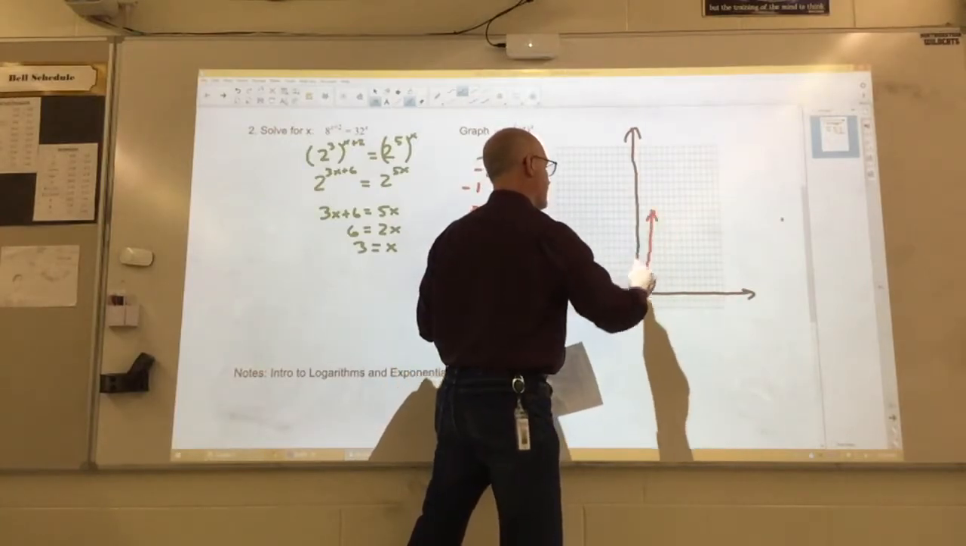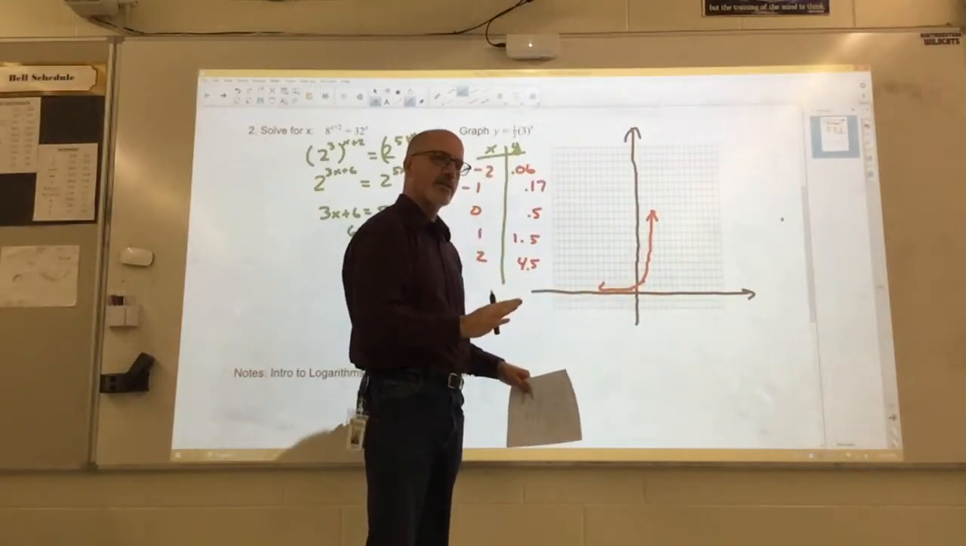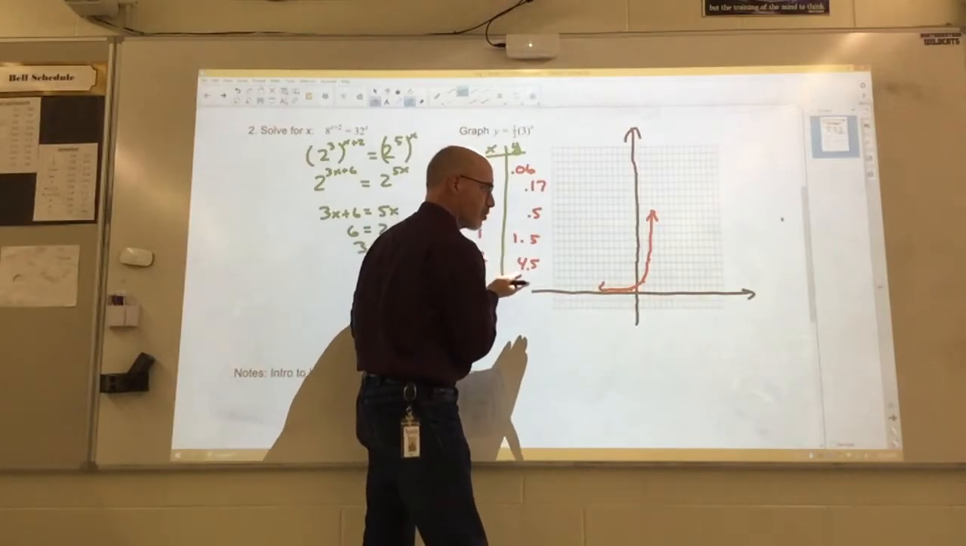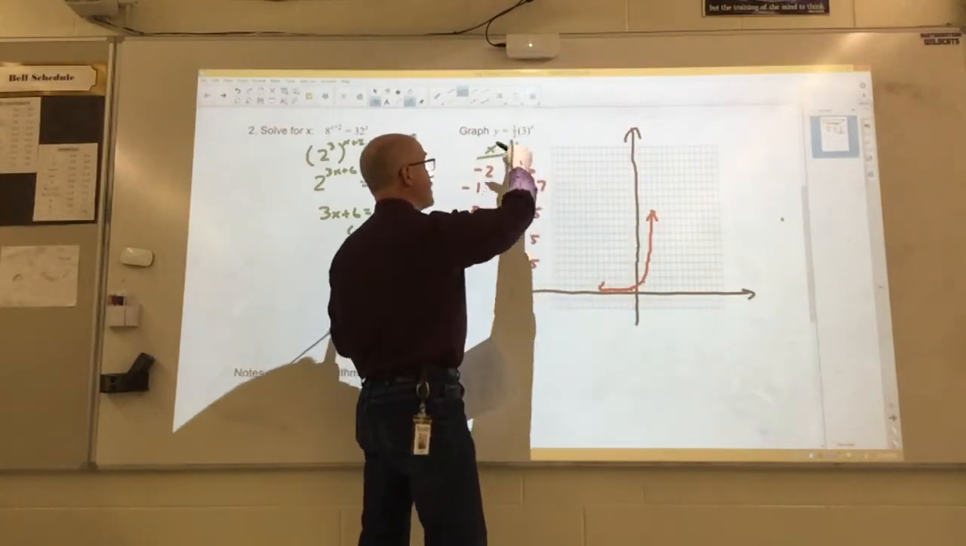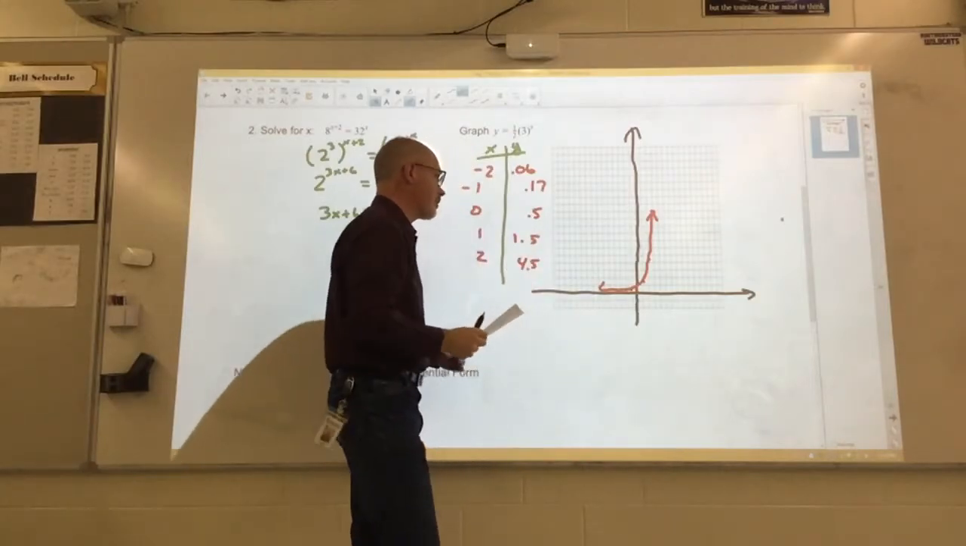And then it accelerates up. So the asymptote is the x-axis. We don't cross it. We get very close to it. And then my graph is an exponential growth problem because my value 3 is larger than 1, so it grows exponentially.